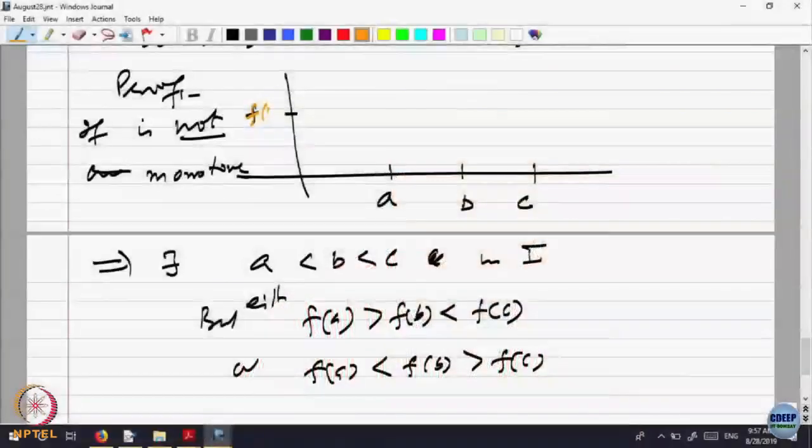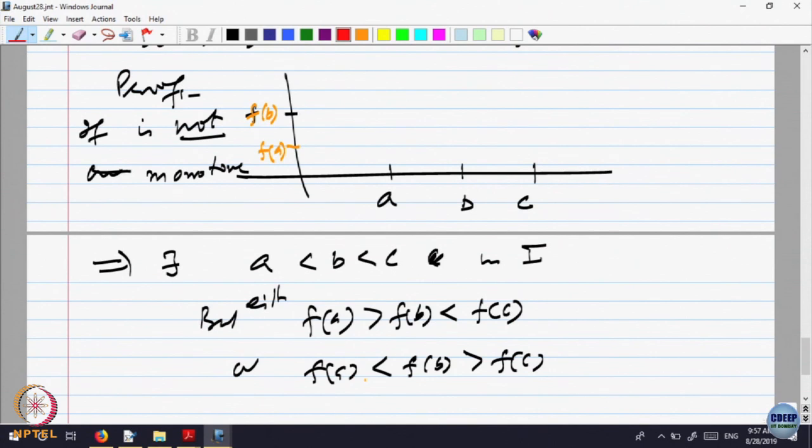So what is happening? f of a is less than f of b, which is bigger than f of c. One of these things should happen, one of the monotone inequalities should be contradicted. So let us visualize: f of b is somewhere here, and it is bigger than f of a, so probably here is f of a.